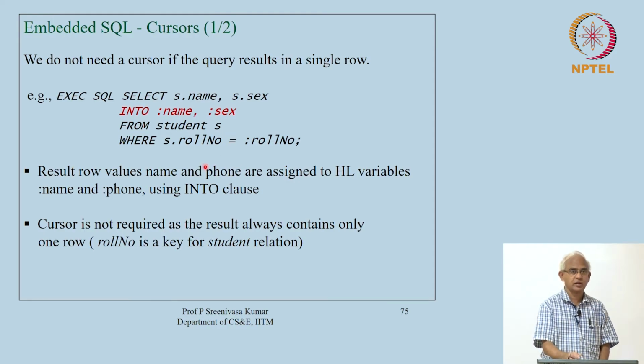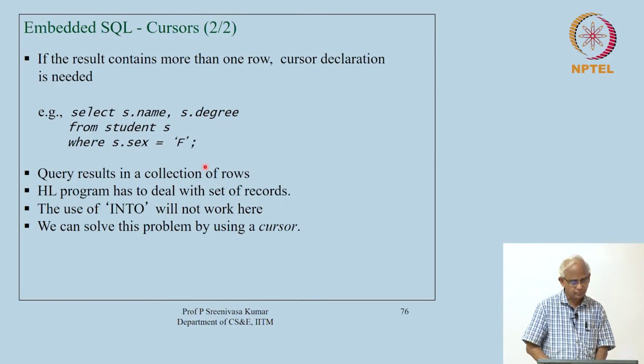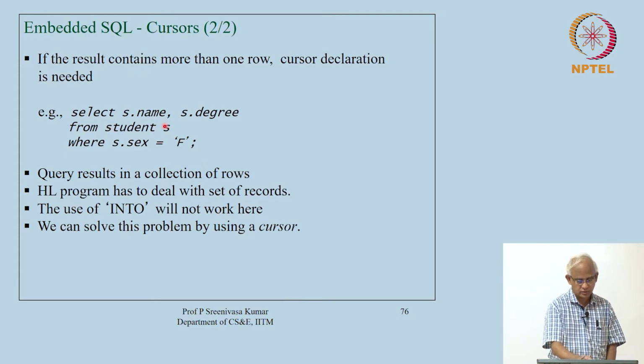Whereas typically this is not the case in general, and you would need to declare what are called cursors. Look at this query: select s.name, s.degree from student s where student sex is f. So, all name and degree details of girl students you are getting. Obviously there are multiple rows, and so you cannot use this into approach because it is a problem.